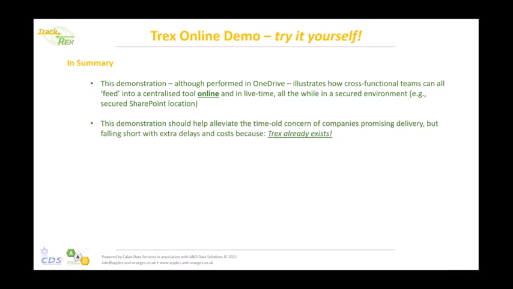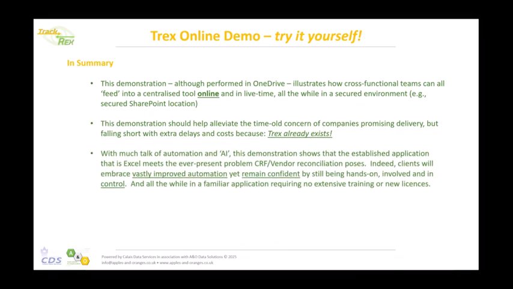This demonstration should help alleviate the time-old concern of companies promising delivery, but falling short with extra delays and costs, because TrackREX already exists. With much talk of automation and AI, this demonstration shows that the established application that is Excel meets the ever-present problem CRF, a vendor reconciliation, poses. Indeed, clients will embrace vastly improved automation yet remain confident by still being hands-on, involved, and in control. And all the while in a familiar application requiring no extensive training or new licenses.